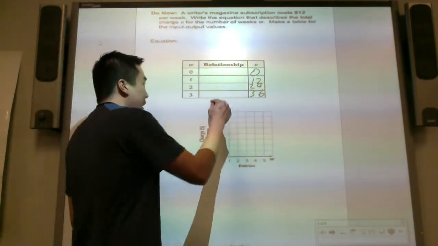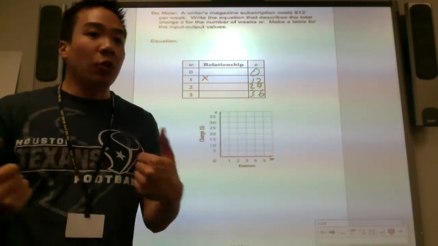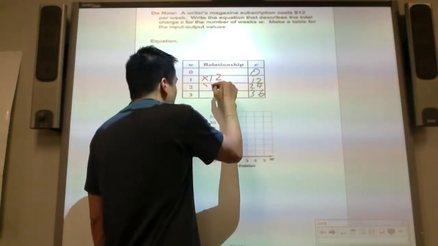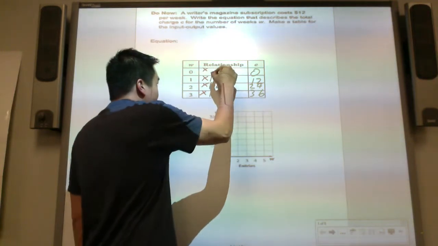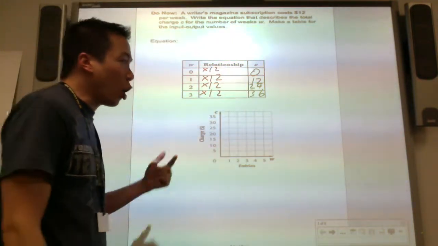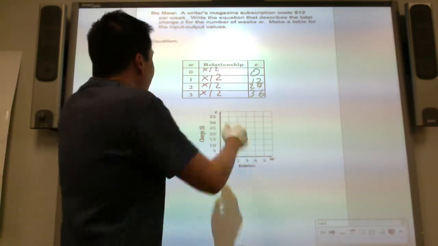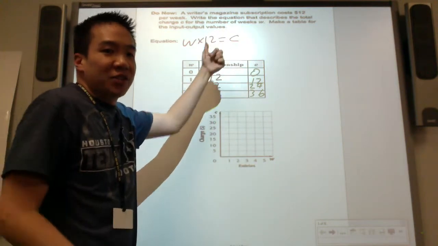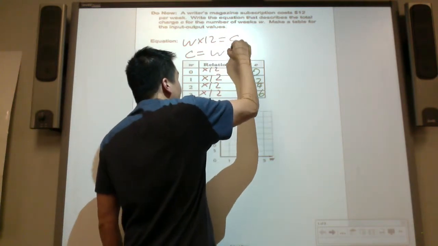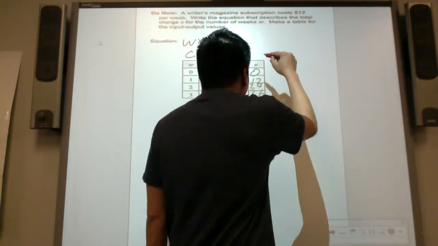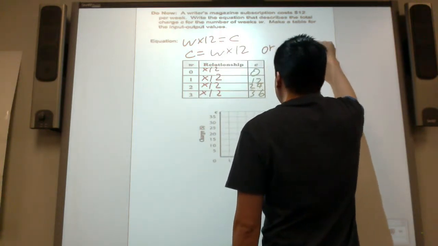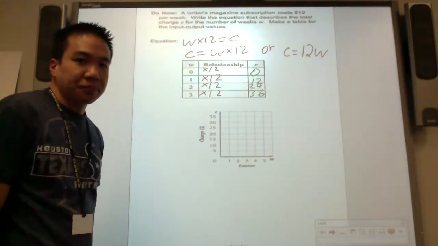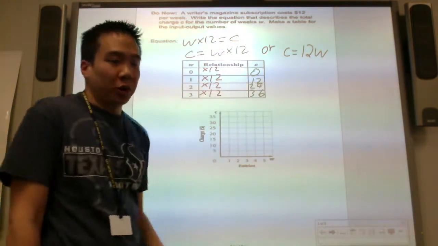The relationship, from what I can tell, is, are we adding or building up by multiplying? I think we're multiplying. We're building up by 12, by 12, by 12, by 12. So we're multiplying by 12. What are you multiplying 12 by? You're multiplying W, the weeks, by 12, and you get the cost. Could we flip this around? Cost is equal to week times 12. You can also rewrite it as cost is equal to 12 groups of the week, $12 for each week. So all three of these equations work.